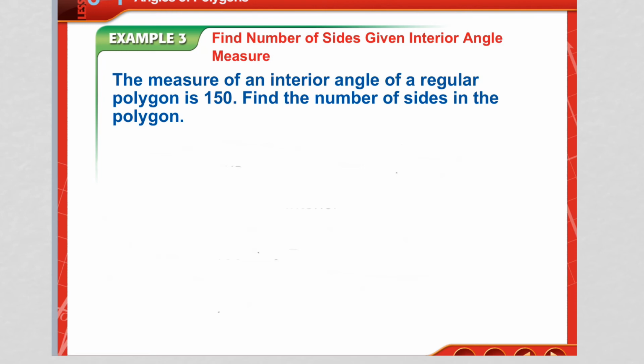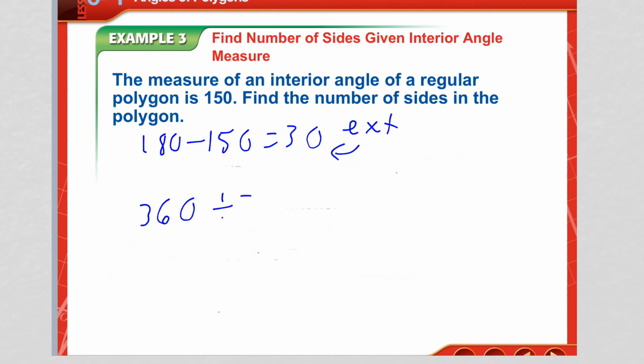Because the 150 is the interior angle, I want to find the exterior angle. If you remember, we said interior plus exterior is 180. So I'm going to do 180 minus 150, and that's going to give me 30. This represents your exterior angle measure. Why does this make it easier? Because all your exterior angles always add up to be 360, I can take that 360 and divide by that 30 degrees, because every single one of them is 30 degrees, and that tells me how many sides I have. So 360 divided by 30 is going to give me 12, so that means I have 12 sides.